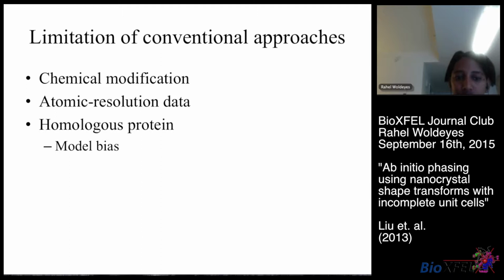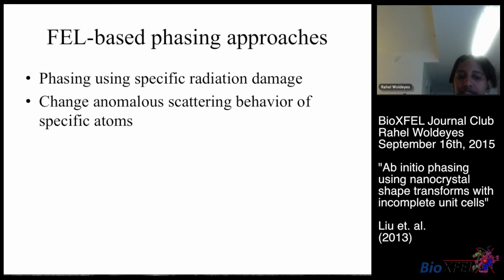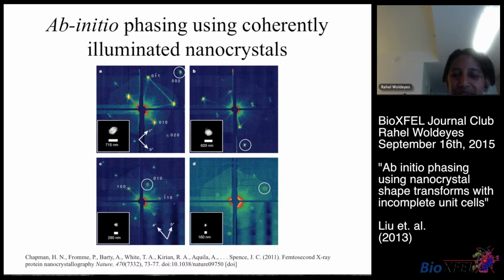model bias. So the availability of the brief, intense and coherent X-ray pulses produced by X-FELs provides some additional ways to solve this phase problem. These include phasing using specific radiation damage, or phasing using the change in anomalous scattering behavior of specific atoms. But in my opinion, the most exciting X-FEL-based phasing approach is ab initio phasing using coherently illuminated nanocrystals.